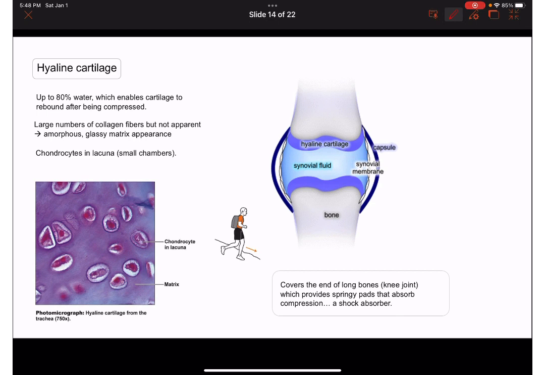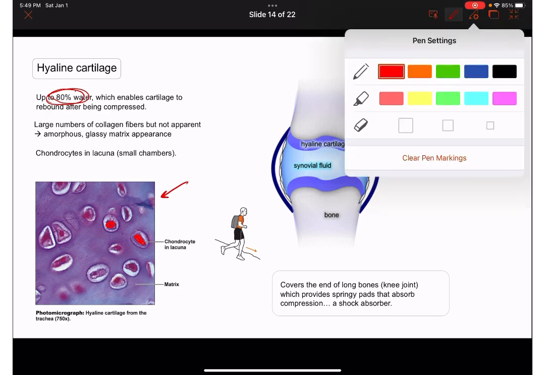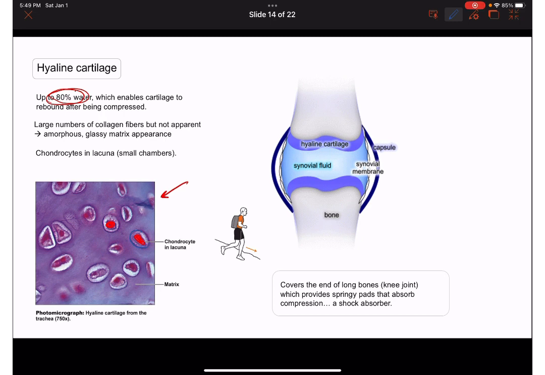And then we have cartilage, and specifically we're looking at hyaline cartilage. But what all cartilages have in common is they're made up primarily of water. They're made up of up to 80% water, which is important when we talk about the function of cartilage. Here are the specialized cells that we find in cartilage, chondrocytes. And these chondrocytes live in these chambers called lacunae. So each chondrocyte has its own little house, its own little lacuna that it lives in.